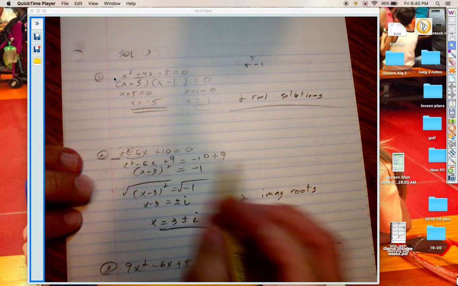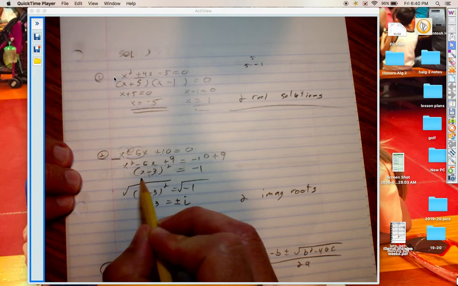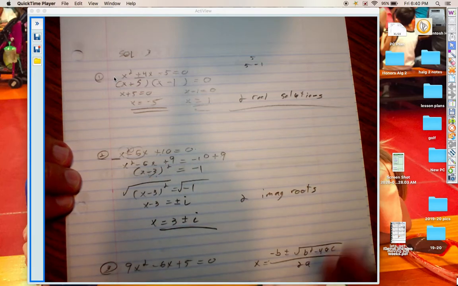All right. Move the constant. Half my middle is minus 3. So I have x minus 3 squared. Square it, plus 9, negative 1, and solve.